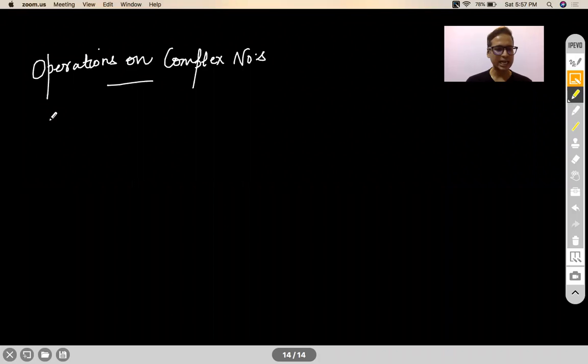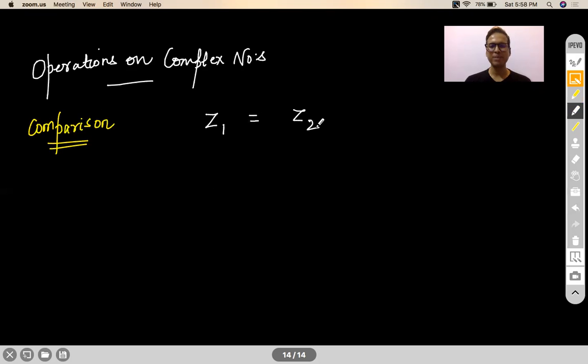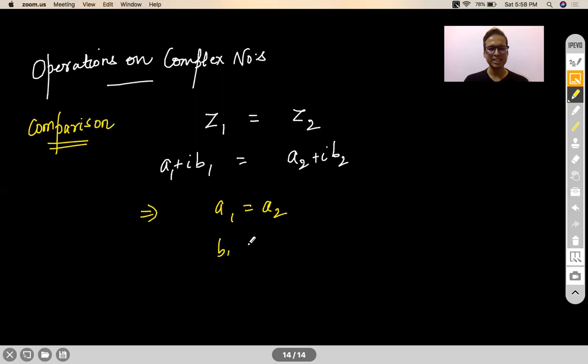So the first thing that we learn is comparison of complex numbers. When two complex numbers are compared, that means one is equated to the other. Let's say your complex number was a1 plus ib1 and you are equating it to a2 plus ib2. Remember, we compare real with real and imaginary with imaginary. So when you compare two complex numbers, basically you are comparing two ordered pairs.